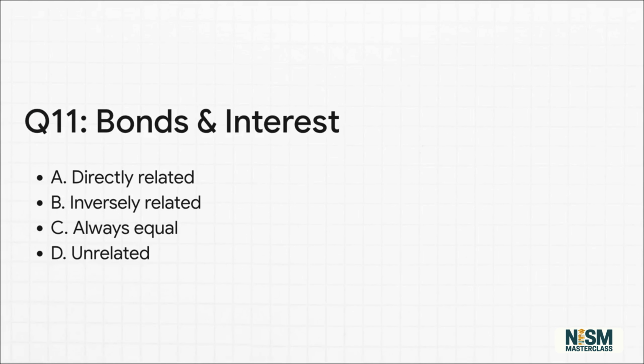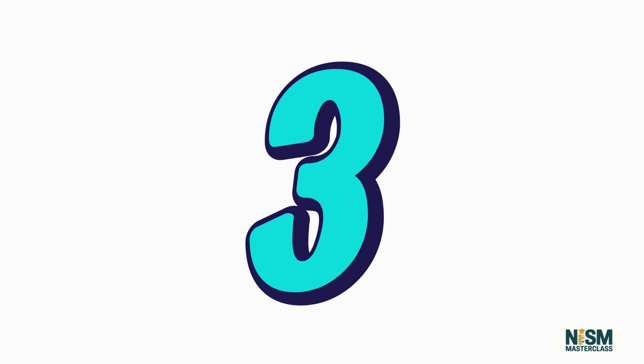Question 11. Bond prices and market interest rates are A. Directly related, B. Inversely related, C. Always equal, or D. Unrelated. Pause now if you need more time.